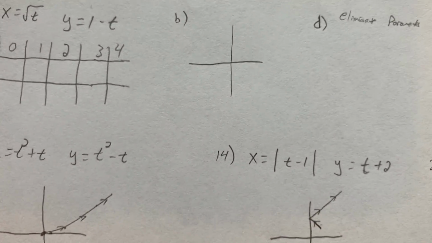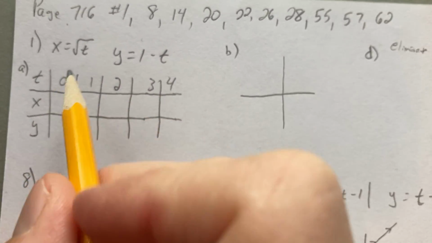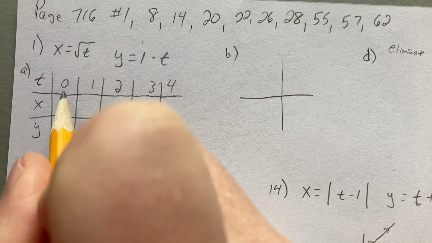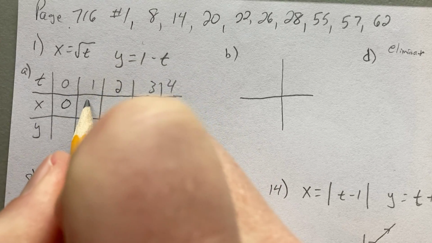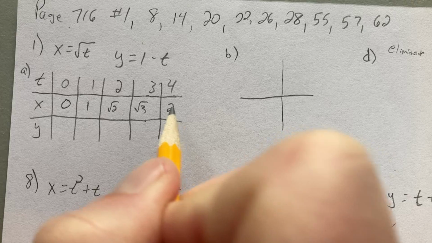All right, these are the answers to page 716. First one here gave us this parametric equation, x equals square root of t, y equals 1 minus t. If I put 0 in for the x part, I'm going to get 0, 1, square root of 2, square root of 3, square root of 4, which is 2.